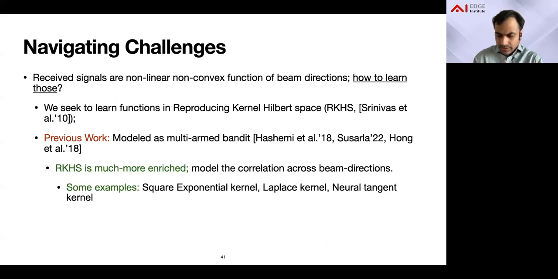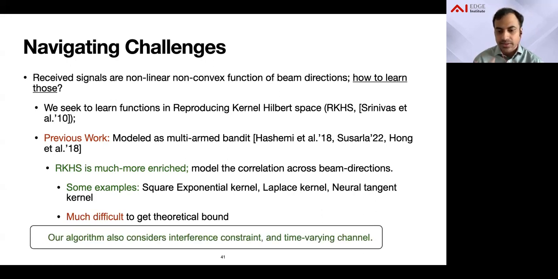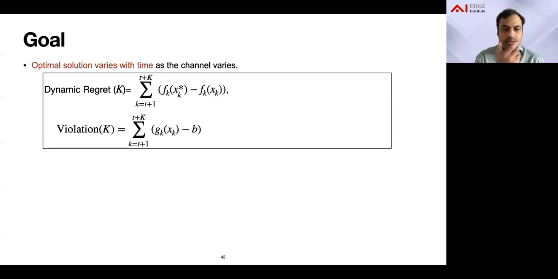And we can model the correlation across beam directions. For example, if the beam angles are close, we can probably also expect that the received signal strength will be close, right? But it is also difficult to get a theoretical bound, and we also want to handle the interference constraint and time varyingness. So what we want to achieve here is to minimize the dynamic regret and violations.